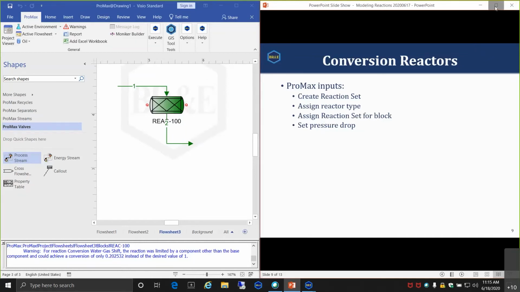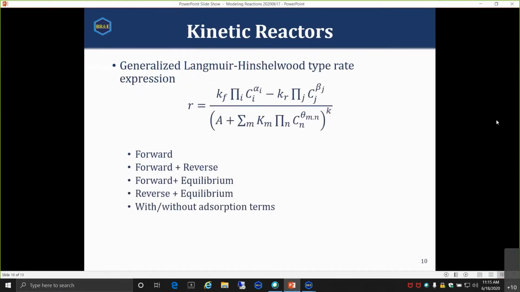We'll come here to the kinetic reactors. If you were with me a couple weeks ago when I was talking about the reactive distillation, some of this is going to be a repeat of that, but it's for kinetic reactors. ProMax uses a generalized Langmuir-Hinshelwood type of expression for the rate.